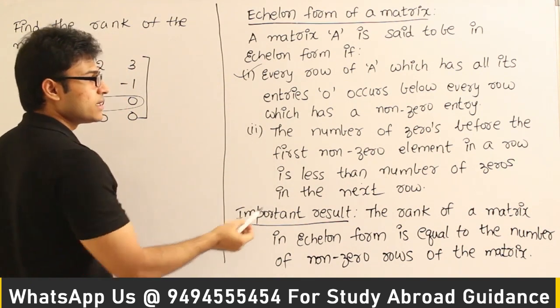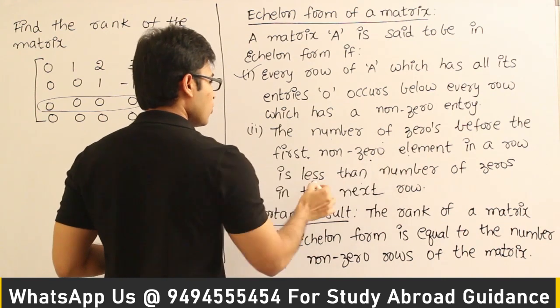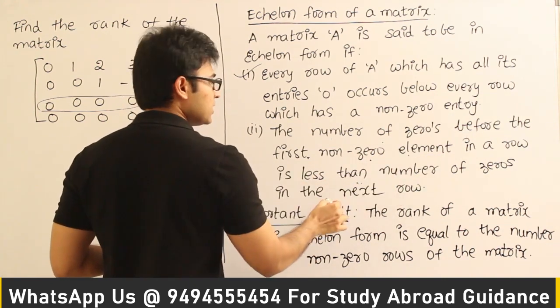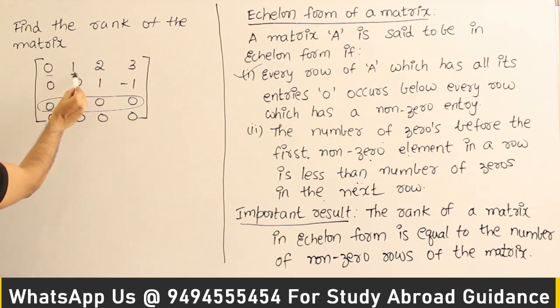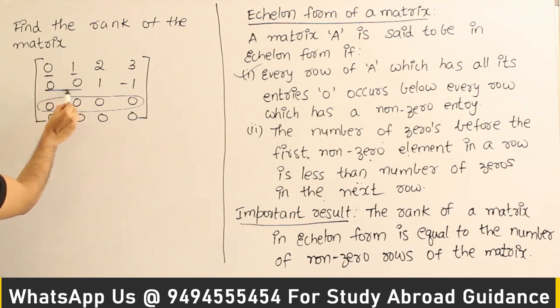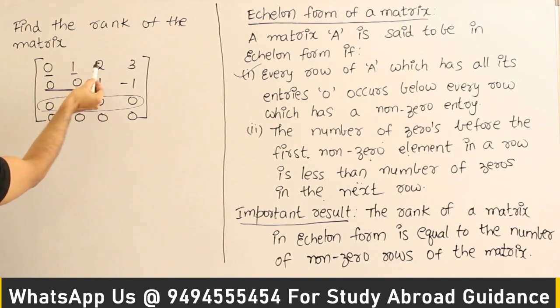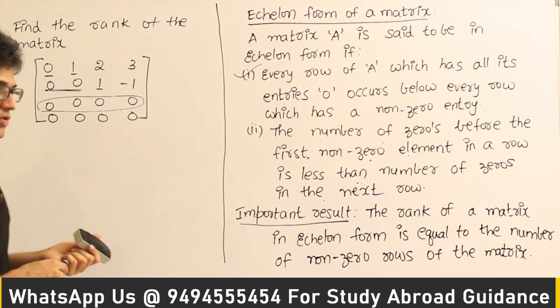And the second rule says that the number of zeros before the first non-zero element in a row is less than the number of zeros in the next row. It means that, see this one, the number of zeros before the first non-zero element in any row should be less than the number of zeros before the first non-zero element in the next row. Which means the zeros should keep on increasing, and whenever you come to a row with all zeros, it should be present at the bottom, right? So this is what is called echelon form.